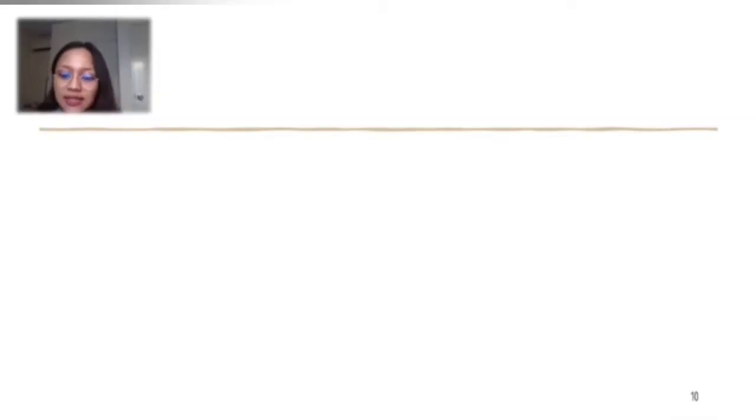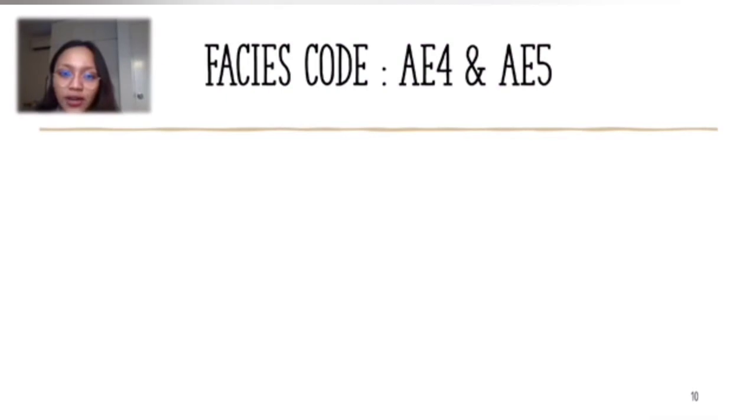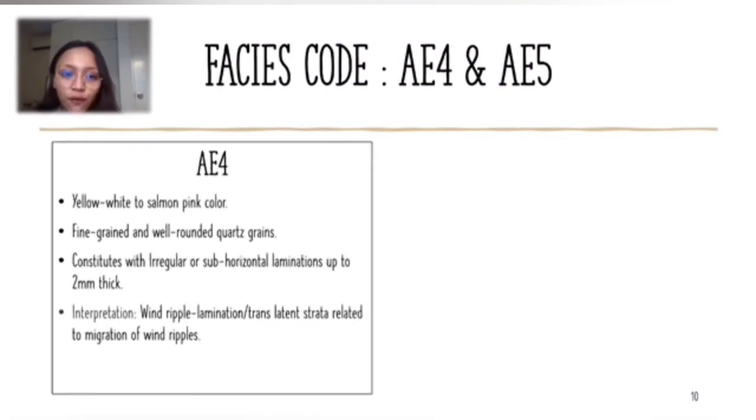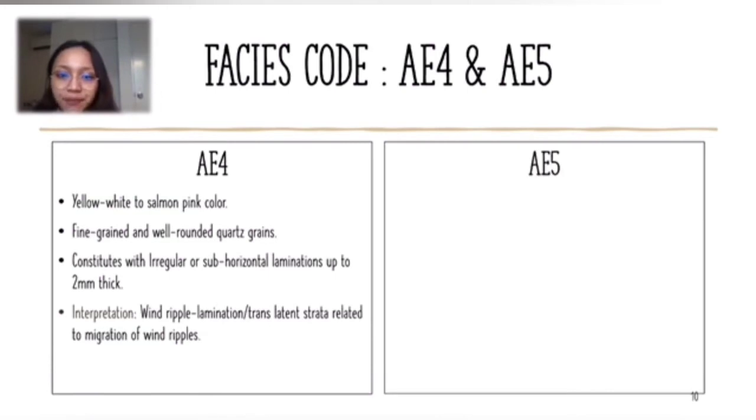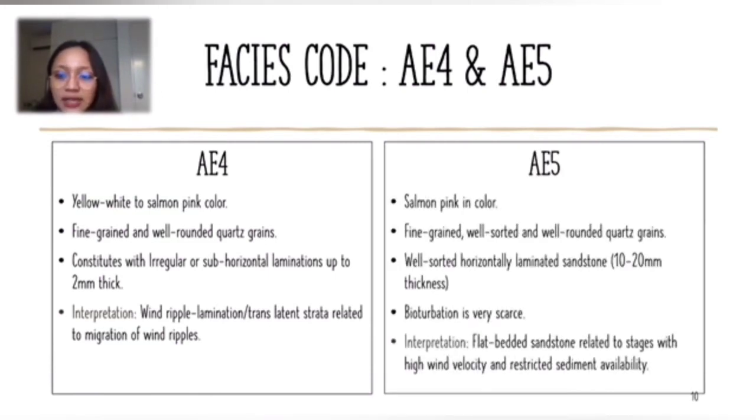Okay, so in these facies, there are two main facies consisting of AE4 and AE5. AE4 is the same as in the Aeolian dune facies, but what I want to emphasize here is AE5. AE5 has a salmon pink color, fine grain, and well-sorted and well-rounded quartz grains, with well-sorted horizontally laminated sandstone that makes up 10 to 20 mm in thickness. Bioturbation is very scarce, and it occurs due to the flat-bedded sandstone that relates to stages with high wind velocity and restricted sediment availability.